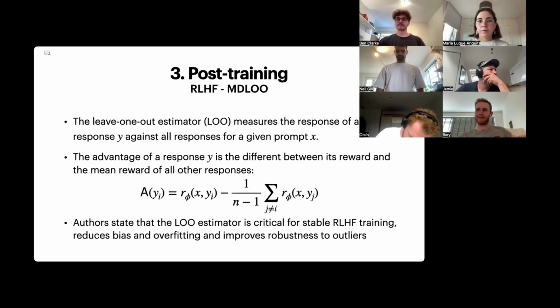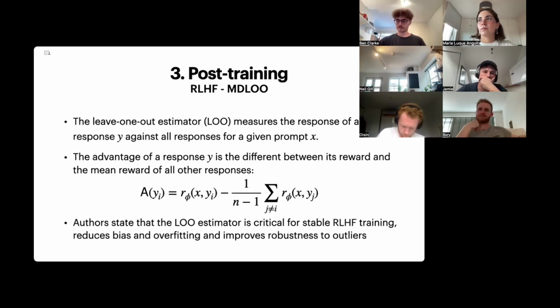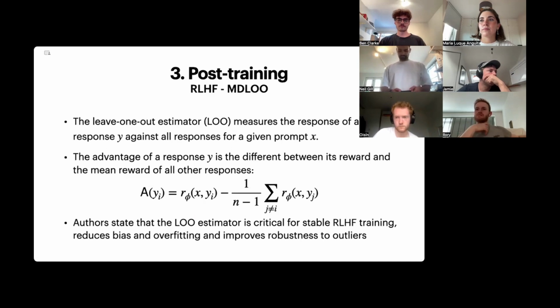Anyway, okay. So one of the critical things they say for the RLHF infrastructure is to use this leave-one-out estimator, and it measures the quality of a response against all other responses to the same prompt. So the advantage of response y is the difference between its reward and the mean reward of all other responses.